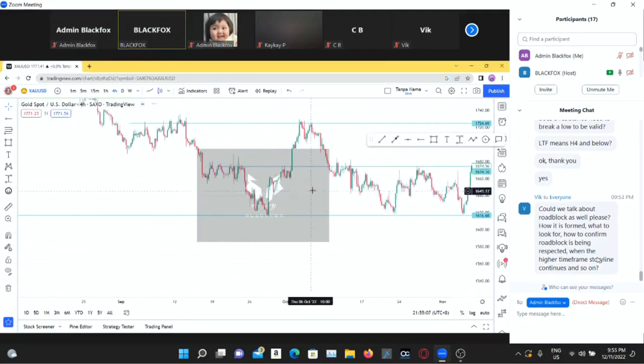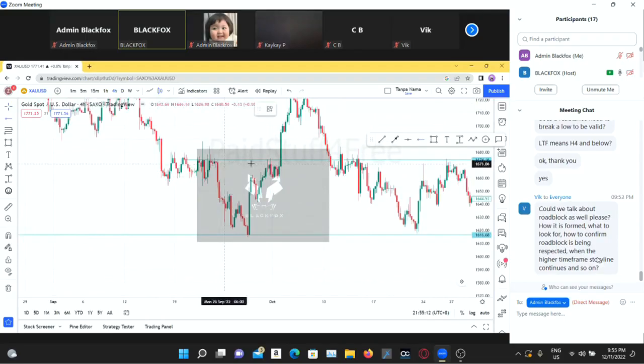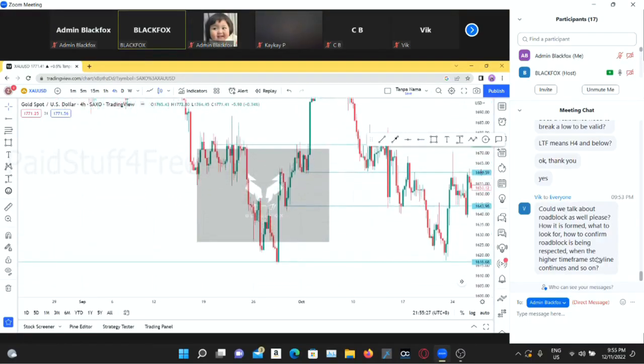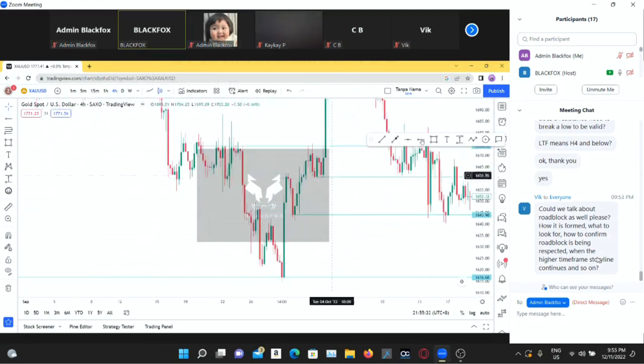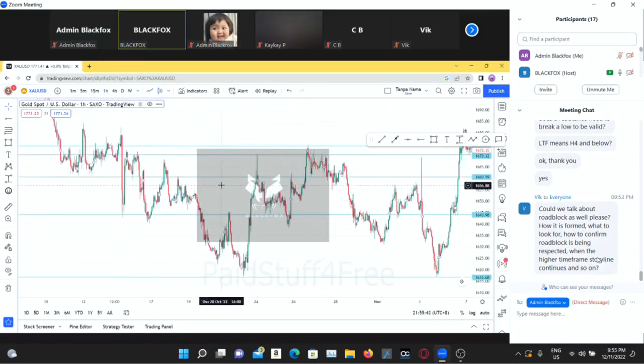If we look at H4, this daily is respected, right? So the roadblock is H4 support. Yeah, this one is H4 support. But then the price makes a new support right here, and the price goes to find a new H4 resistance. But the price has not reached it yet. And then H1, wait.